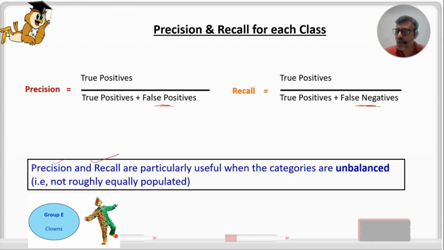तो अगर आपको specifically जोकर्स पे ध्यान देना हो तो वो जोकर कैटेगरी की precision और recall काम में आएगी, क्योंकि overall accuracy में ये चीज़ capture नहीं होगी कि आपका classifier जोकर्स पे बहुत ही खराब काम कर रहा है. Okay, so this is one important reason to use precision and recall when the categories are unbalanced, for example when clowns are just far too few in number compared to other people.